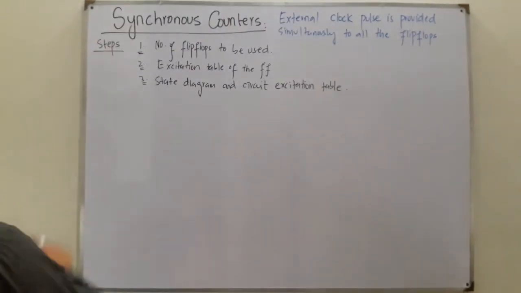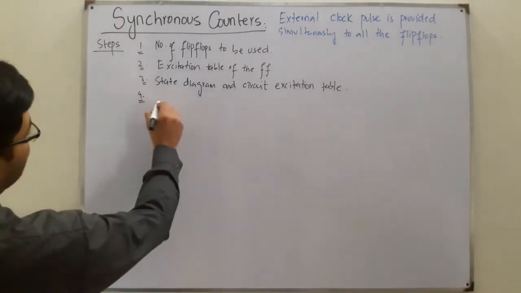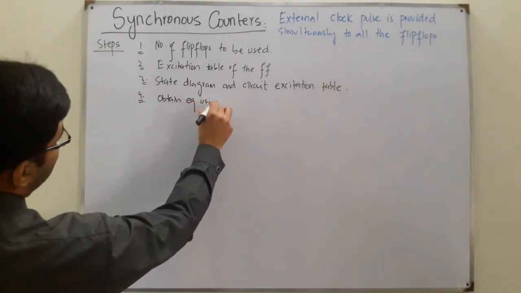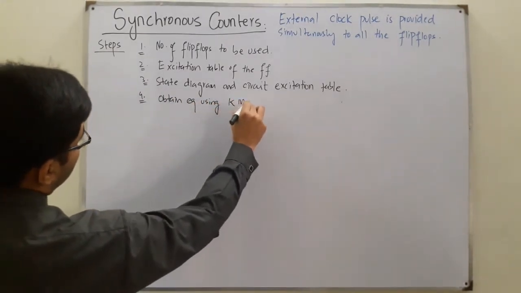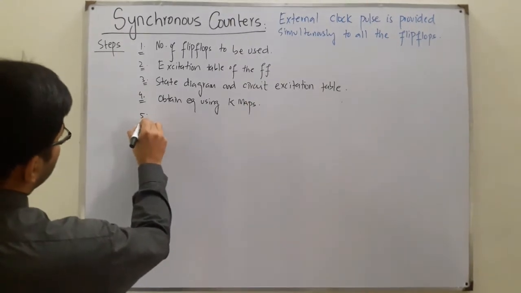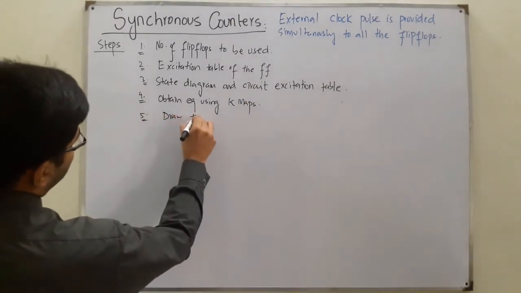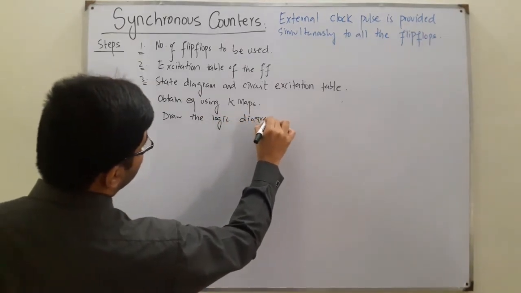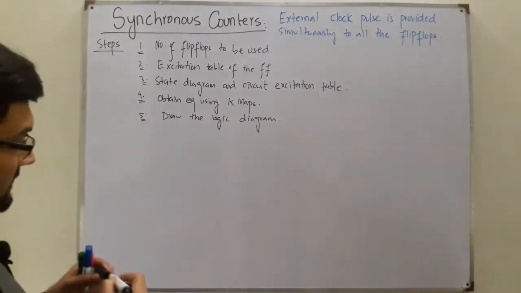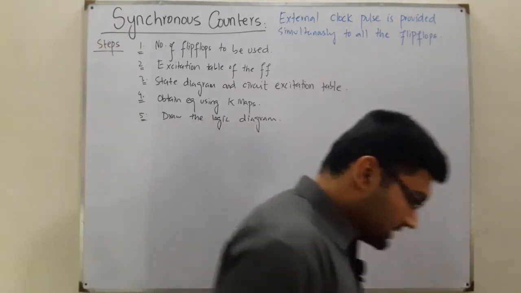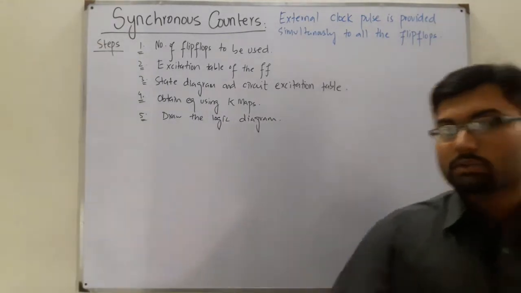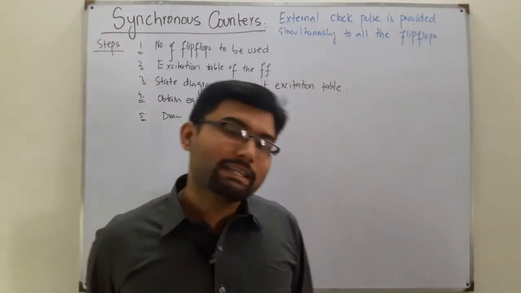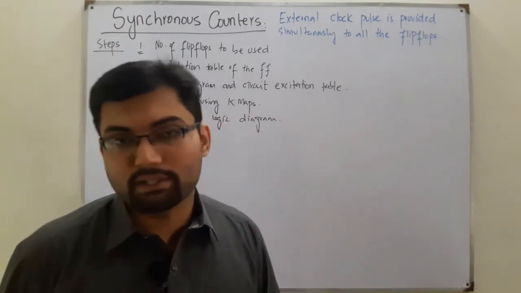The fourth step is you obtain the equations using K-maps. And number five is you draw the logic diagram. So these are the five steps which I have copied from the book, according to which we will be designing any synchronous counter. In a synchronous counter, the external clock pulse is provided to all the flip-flops of the counter simultaneously.